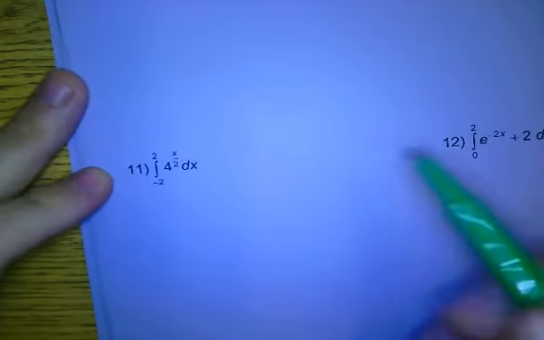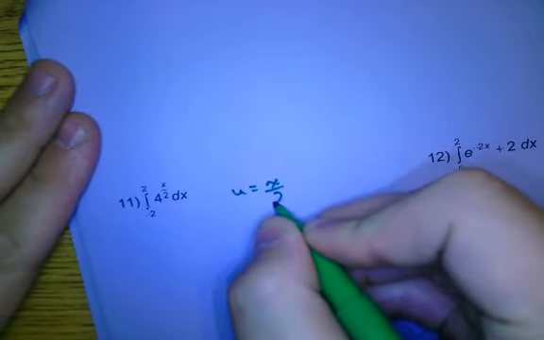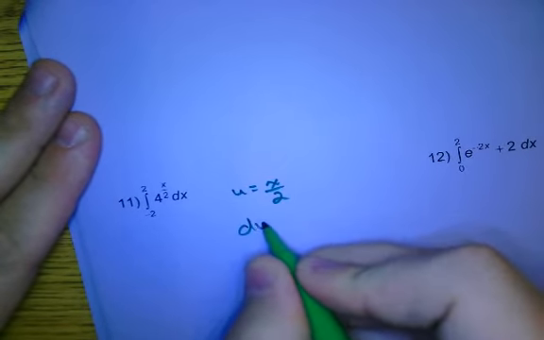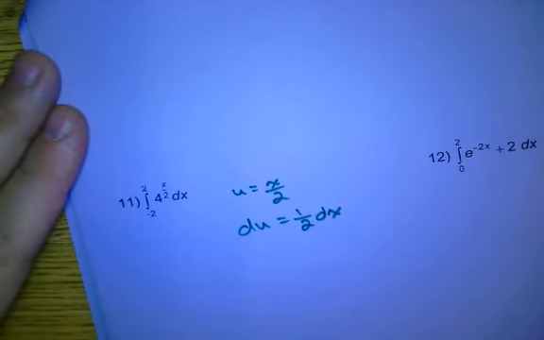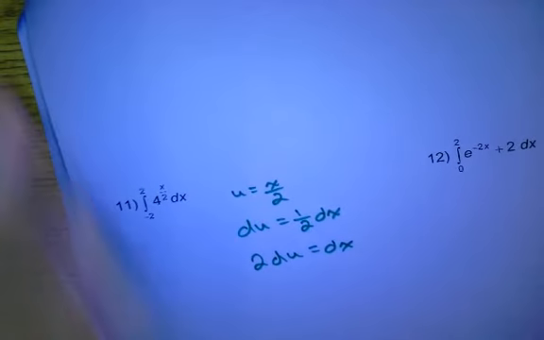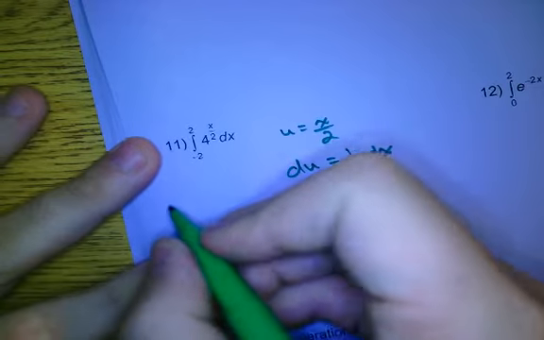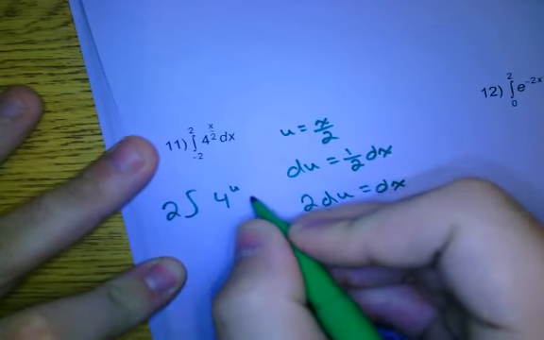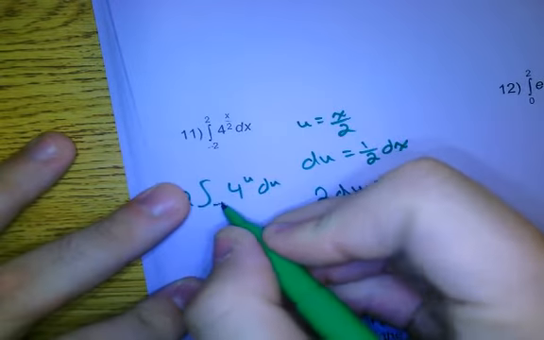Okay, what is u equal for 11? du equals 1/2 dx. 2 du equals dx. Okay, I know I go fast on this u sub step, but that's the easy part. So it's going to be 2 times the integral of 4 to the u du. My new bounds though are negative 1 and 1, and you plug it back in.